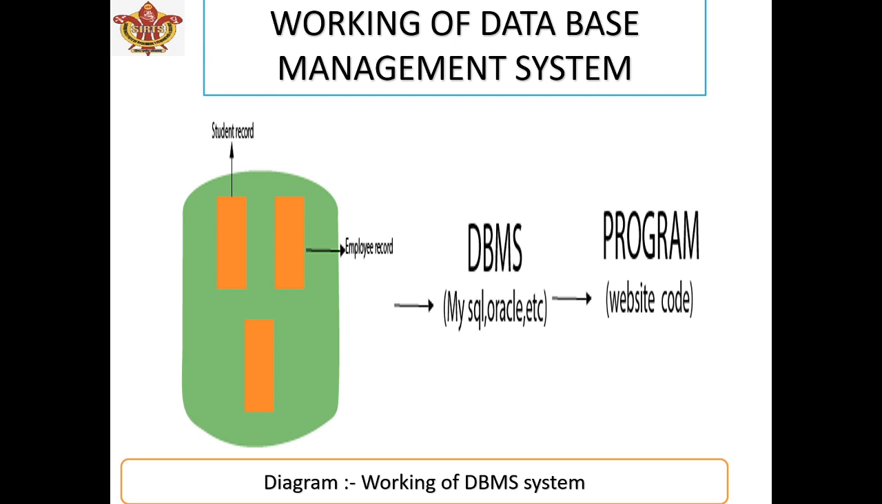In this diagram, there is the working of a database management system. We are keeping a record of students and employees in this database, and when we need this record, we write a query and fetch these records from the database. We write website code, sometimes called programs, and it generates a query through a DBMS such as MySQL or Oracle software, searches the database, and gets the output.